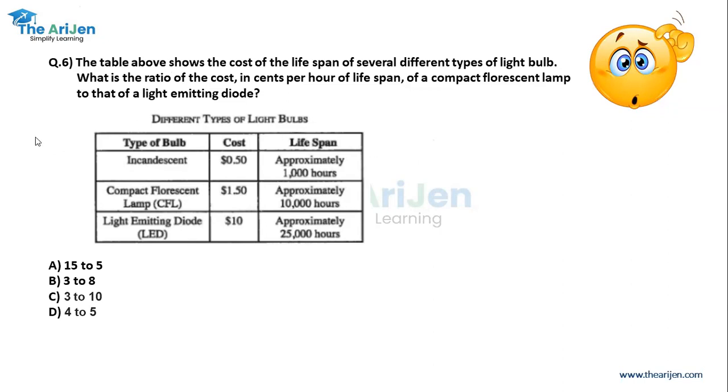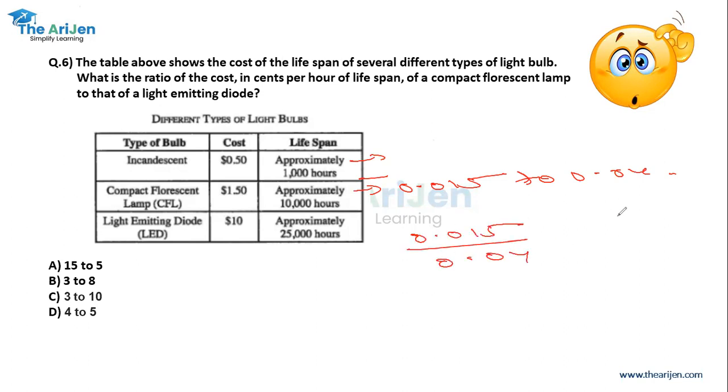When I will do that, it is 0.015 to 0.04. Now this is not one of the choices which we need. So what you will need is we manipulate the ratio a bit and we can write it as a fraction as well. So this one would be 0.015 to 0.04.